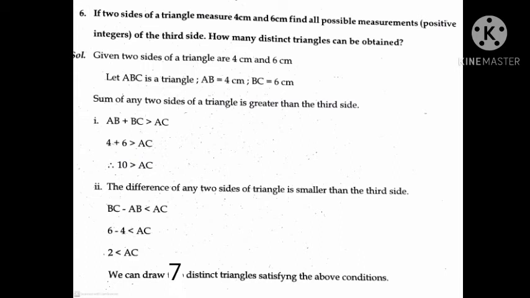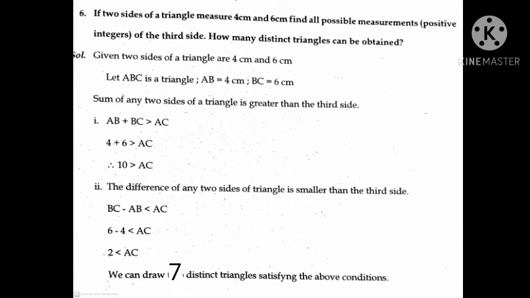We know that the sum of any two sides of a triangle is greater than the third side. So AB plus BC must be greater than AC. Substituting the AB and BC values, 4 plus 6 is greater than AC. Therefore 10 is greater than AC. That means the length of AC must be less than 10.